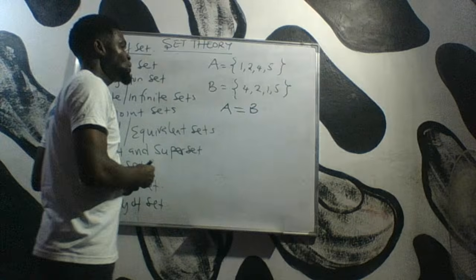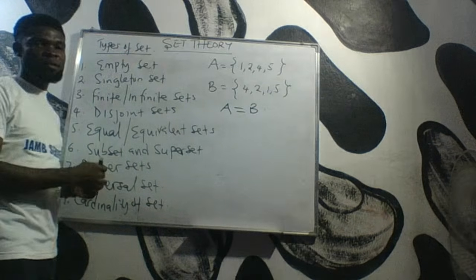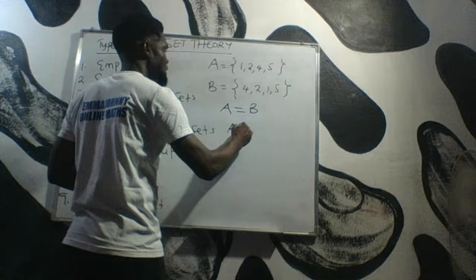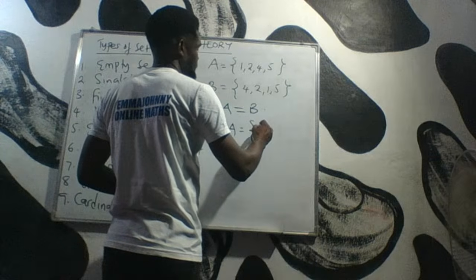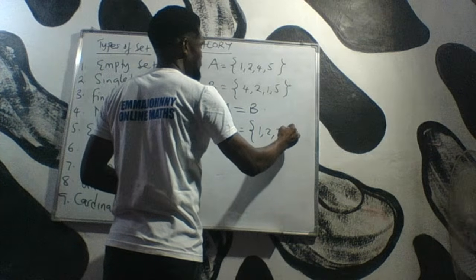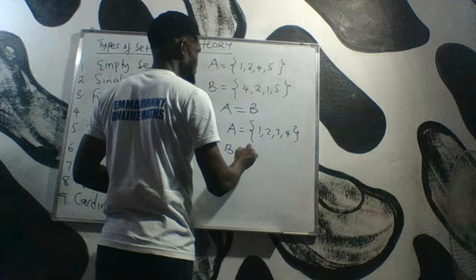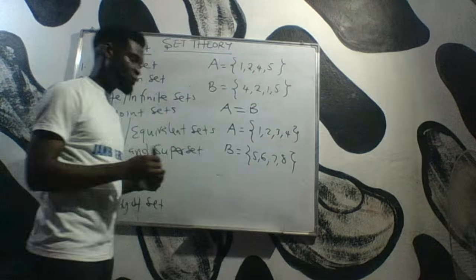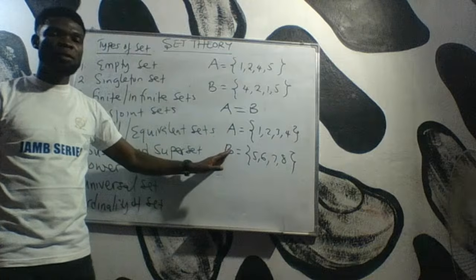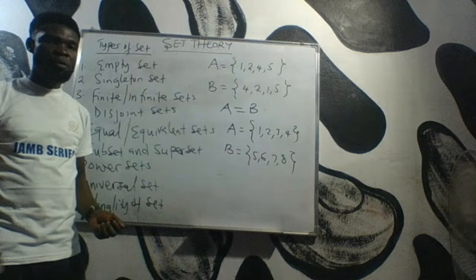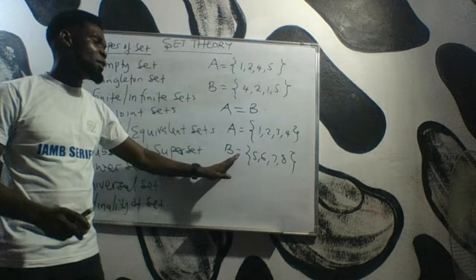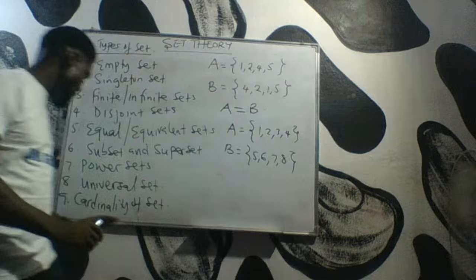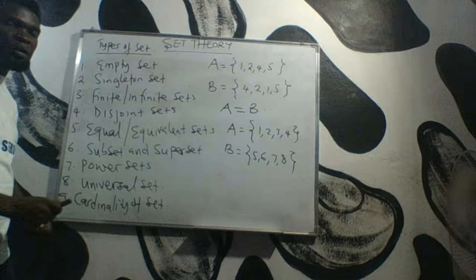Now, what do we mean by equivalent states? Let's say I have a state A to be 1, 2, 3, 4. I have state B to be 5, 6, 7, 8. These two states A and B are equivalent. What do we mean when we say they are equivalent? Okay, I'll pause and talk about cardinality of states.